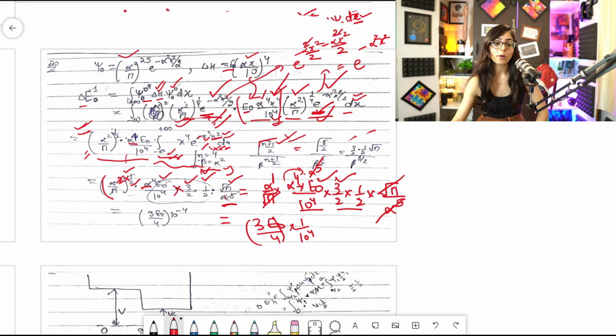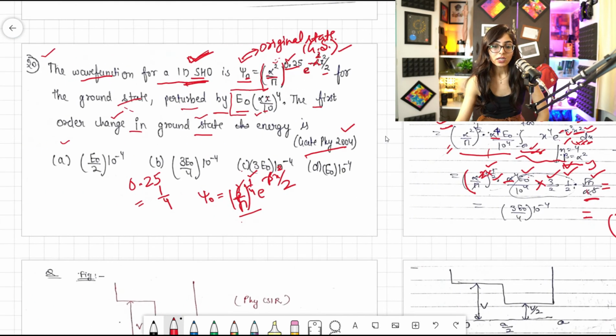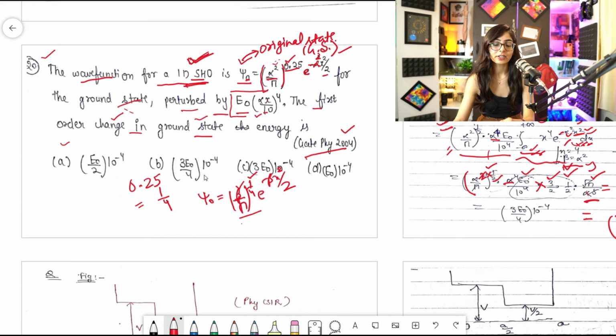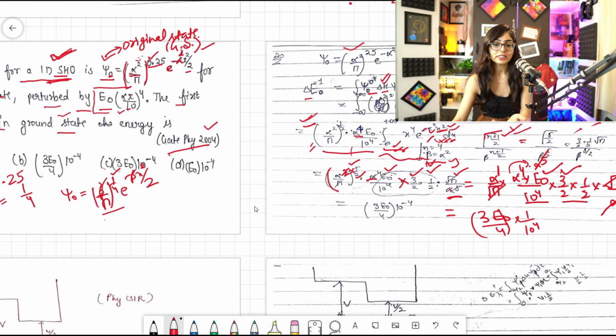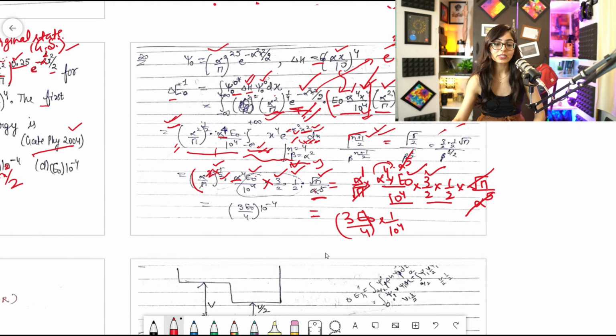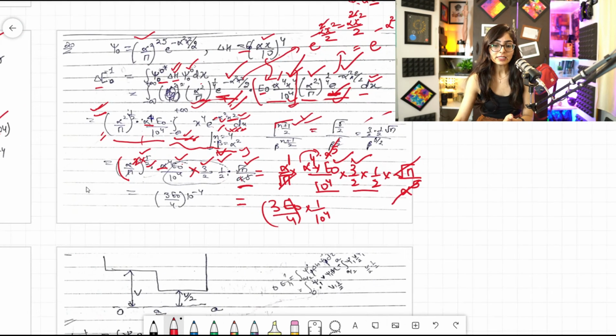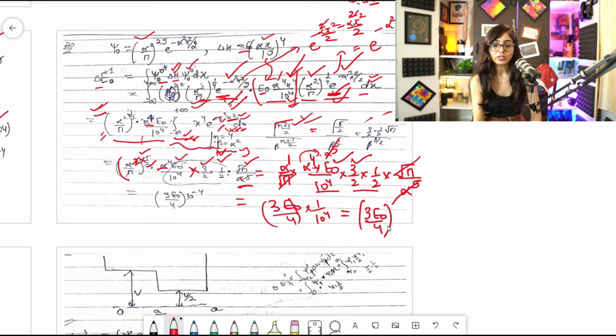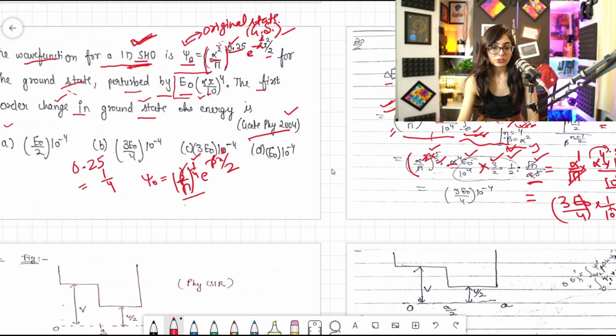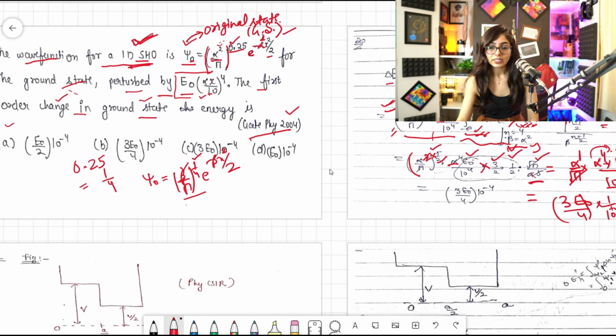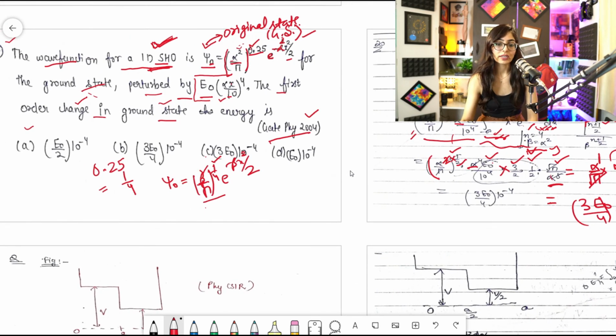But when we see the options, 10 raised to power 4 is not in the denominator, so we can rewrite it, because you can see 10 raised to power 4 is there, but it is minus 4, in the numerator. You can easily write it like this. When you take this 10 raised to power 4 into the numerator, the sign will change. Clear? It was plus 4 earlier, now it will become minus 4. And that is the answer. So we got it. Clear? The correct answer is 3 E naught by 4 times 10 to the power minus 4. So the correct answer is B.